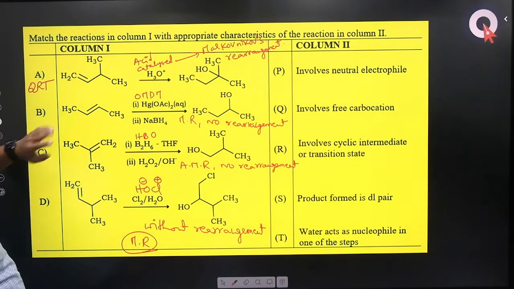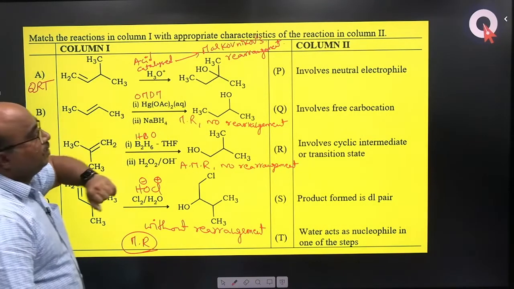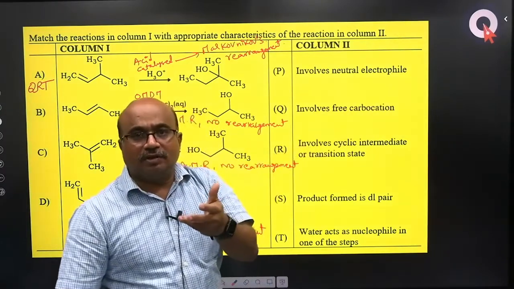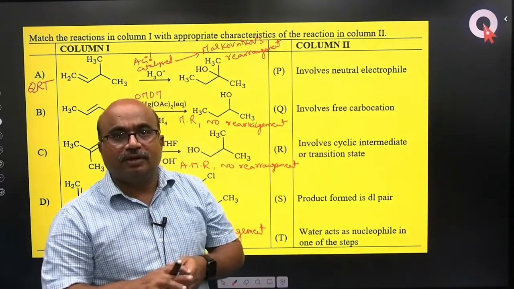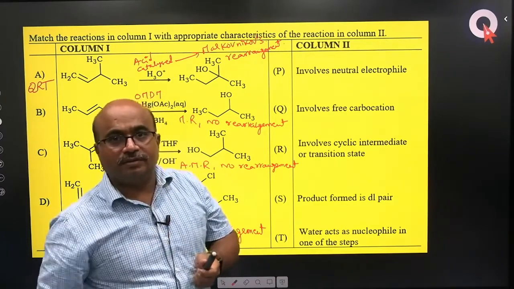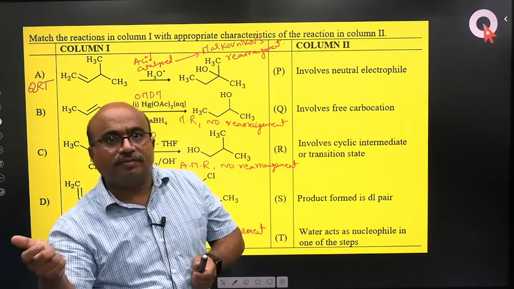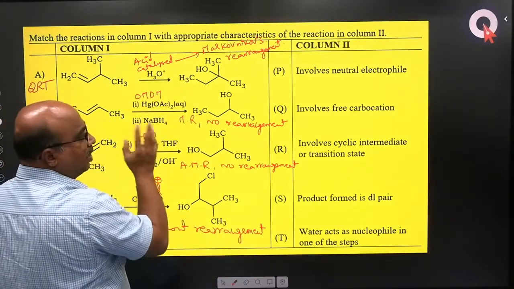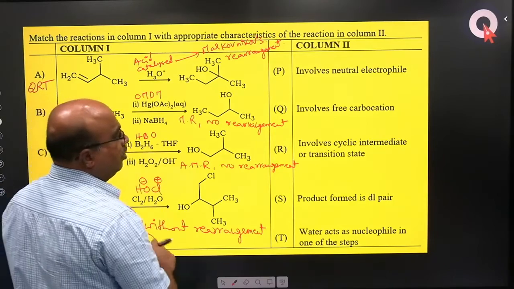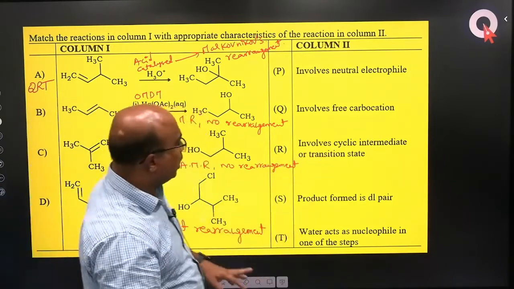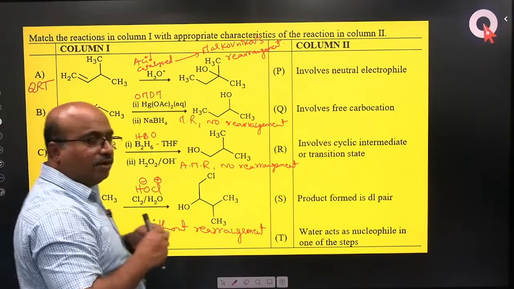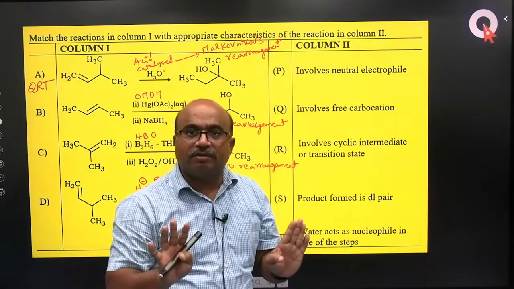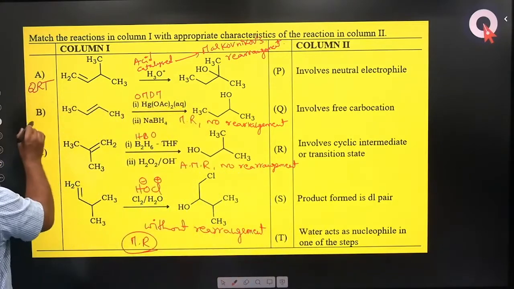Next, let us see this. OMDM. So involves a neutral electrophile. But what is your electrophile? HgOAc plus Hg plus OAc, because OAc part is leaving. That will form a cyclic intermediate. So pure carbocation will not form. So cyclic intermediate exists, because whenever any electrophile has a lone pair, it will exist like a cyclic intermediate. It won't exist like a planar intermediate. So R exists for this.